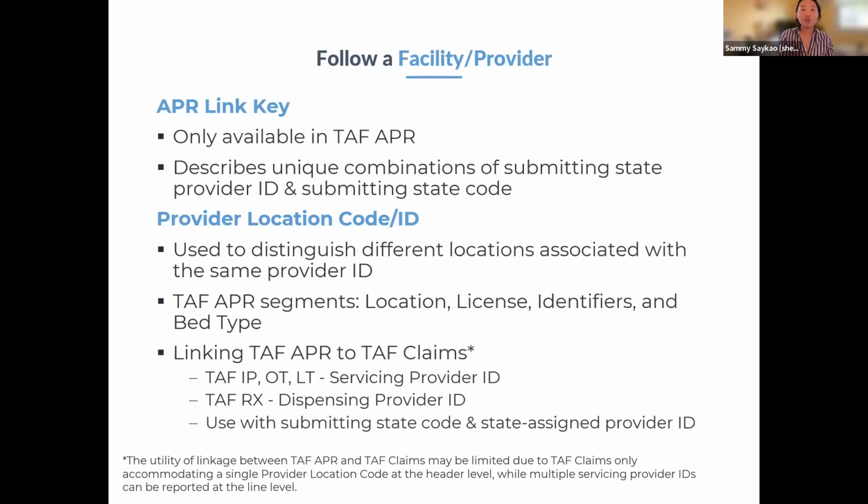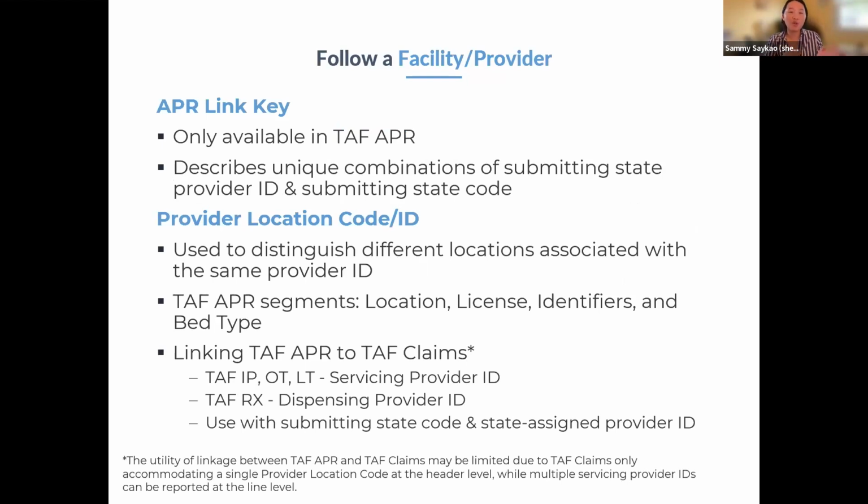If you're interested in following a facility or provider, there are a couple of identifiers. The first two are a little bit niche. There's the APR link key. This is specific to the TAF APR. It's actually just a replacement for submitting state provider ID and submitting state code. CCW created this to make your coding life a little bit easier, especially if you're only working in the TAF APR. Then there's also the provider location code or ID.